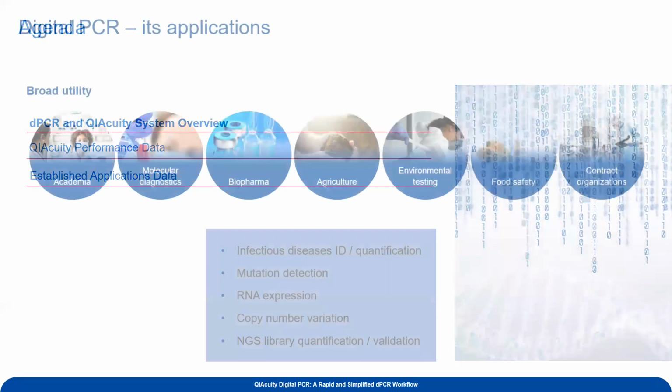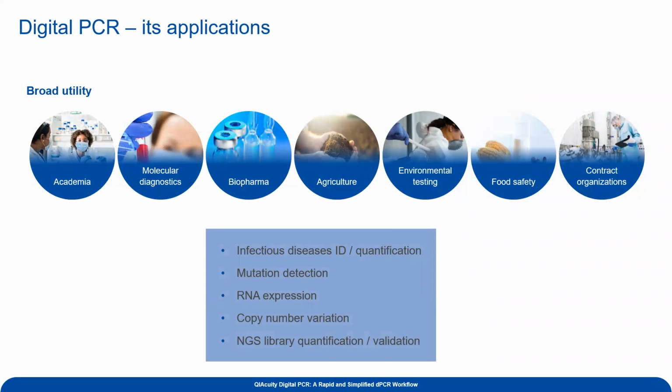So if you leave with nothing else from today's talk, I just want you to remember that digital PCR is nothing more than counting how many genomes or microRNAs or whatever nucleic acid target you want in your sample, right? That's all it is. It gives you absolute quantification of your nucleic acid targets.